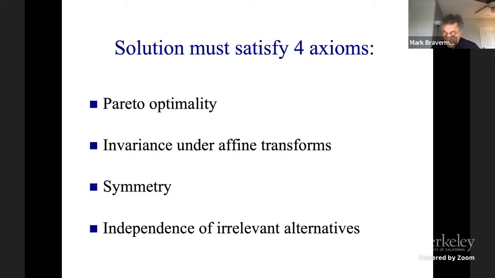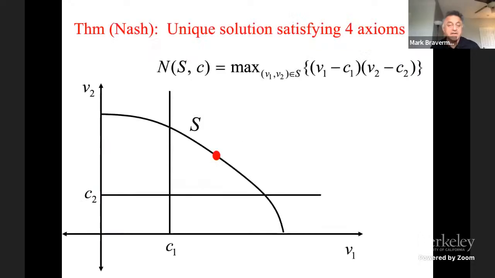So then came the wonderful theorem of Nash, which is really elegant, so beautifully done, that there's a unique solution in S that satisfies all 4 axioms, and it is given by maximizing this product: (V1 minus C1) times (V2 minus C2), where this vector (V1, V2) lies in the set S. And obviously it will be maximized at the boundary, and so you'll get a Pareto optimal point because the boundary is convex.